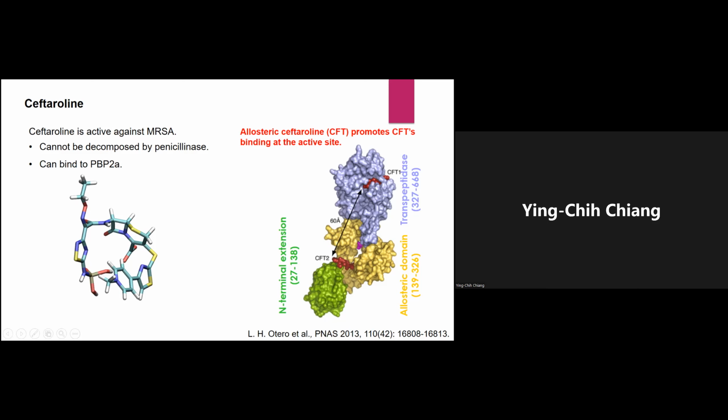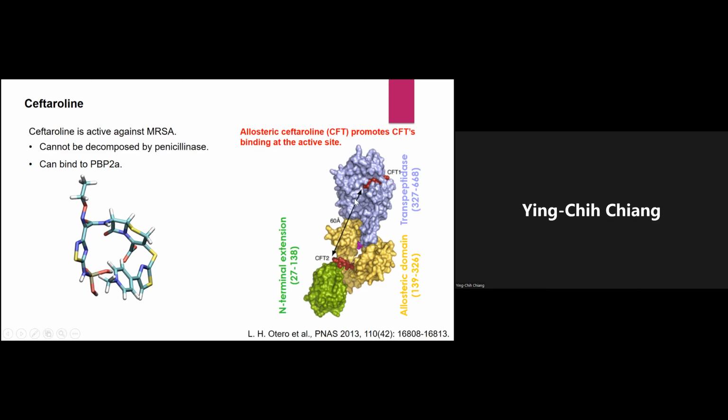They have a complex crystal structure, and they found that the first ceftaroline binds at the transpeptidase domain of PBP2A, where the usual beta-lactam is supposed to bind to inhibit the function of this protein. Interestingly, they found that 60 angstroms away, another ceftaroline binds at the so-called allosteric domain. Based on this discovery, they think that the binding of this ceftaroline at the allosteric domain somehow promotes or activates the transpeptidase domain, this active site, and promotes the other ceftaroline binding at the active site.